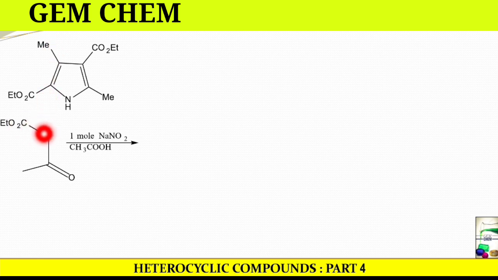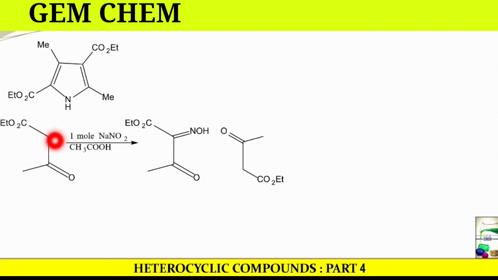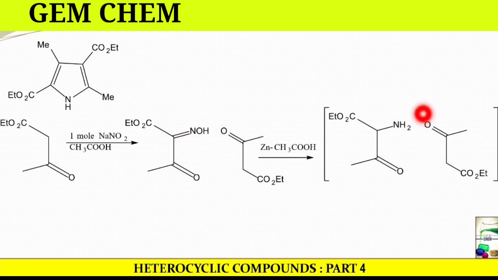So we have CO2Et followed by a carbon CH2, C double bond O, and this is our methyl group. We will provide it with NaNO2 so that this methylene part converts into double bond NOH. Once this has converted into NOH, another molecule of this one is taken. On adding zinc and acetic acid, it is going to convert the NOH group into an NH2 group. So the same thing has occurred, NH2.